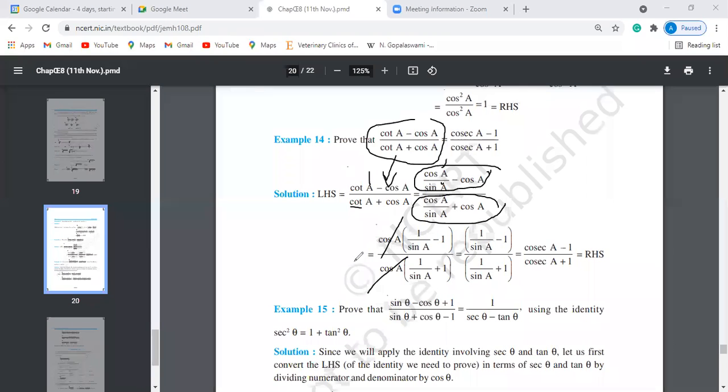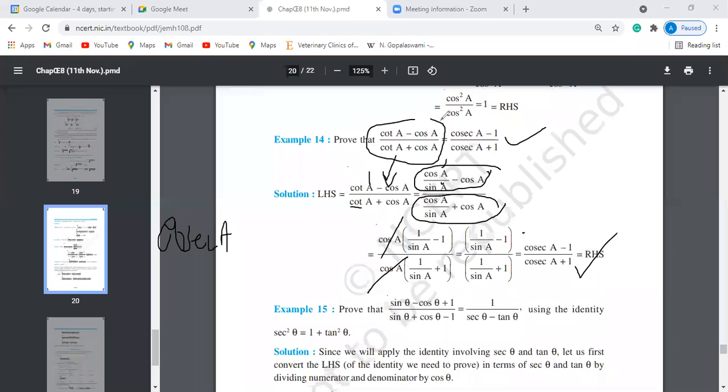Right? 1 by sin a means what? It's cosec a, correct? So 1 by sin is cosec, 1 by cos is sec. Okay, you should remember that. So 1 by sin a is cosec a, so minus 1, and 1 by sin a plus 1, that is cosec a plus 1. Okay, hence the proof. This is how you have to prove.